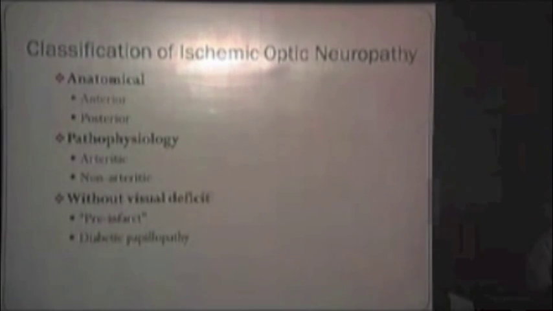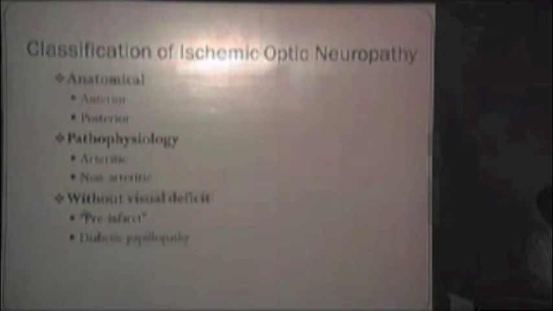Classification of ischemic optic neuropathy is done on the basis of where the lesion is. The commonest variety that we know of is anterior ischemic optic neuropathy. A much rarer variety is posterior ischemic optic neuropathy. It's also classified based on what causes the ischemic optic neuropathy. Commonest variety is non-arteritic or a vasculopathic kind of ischemia. The less common variety, but the one which is a medical emergency, is the arteritic variety, commonly from giant cell arteritis.